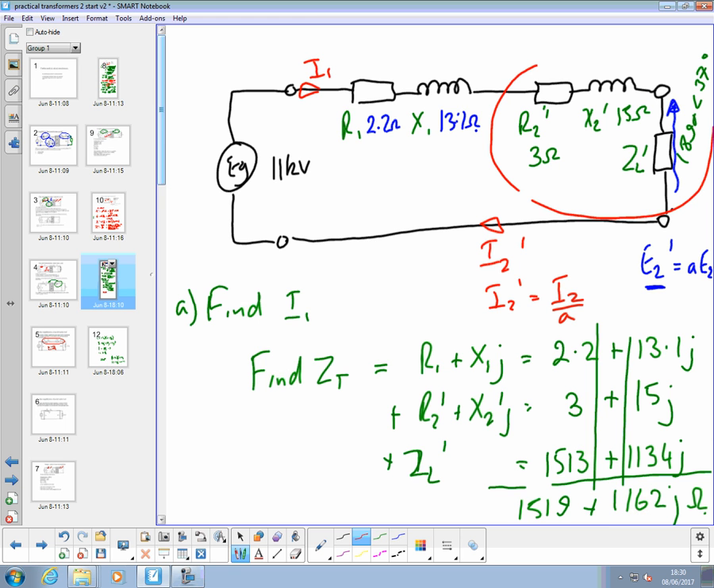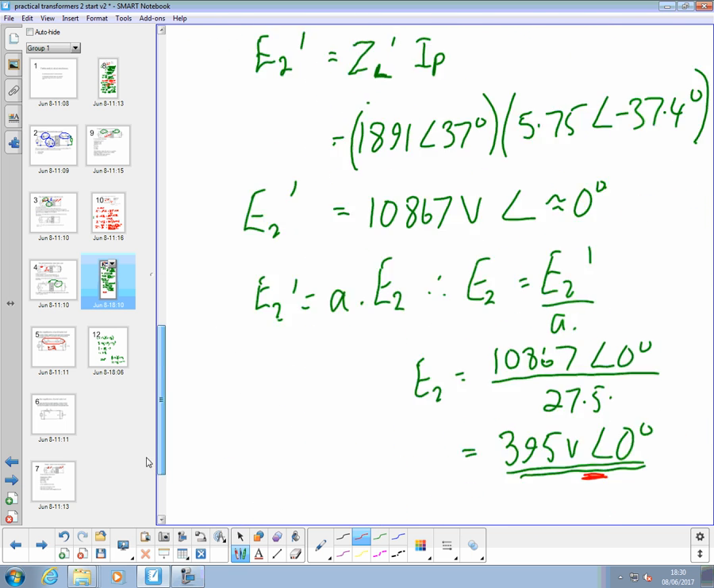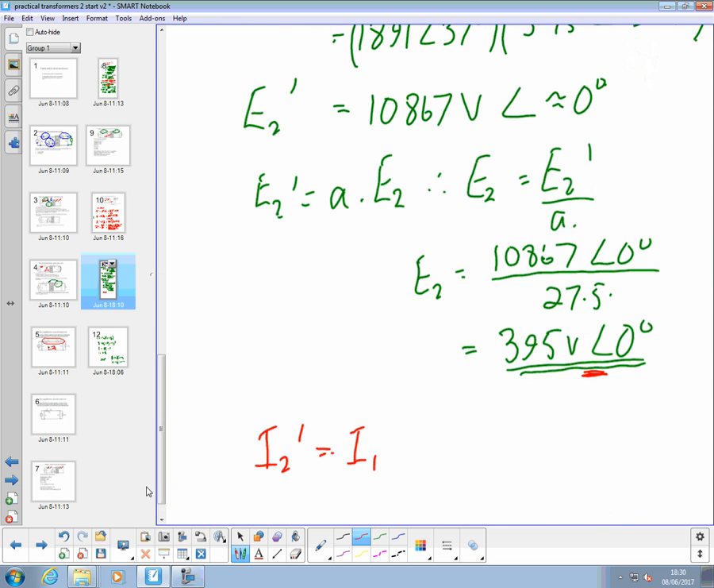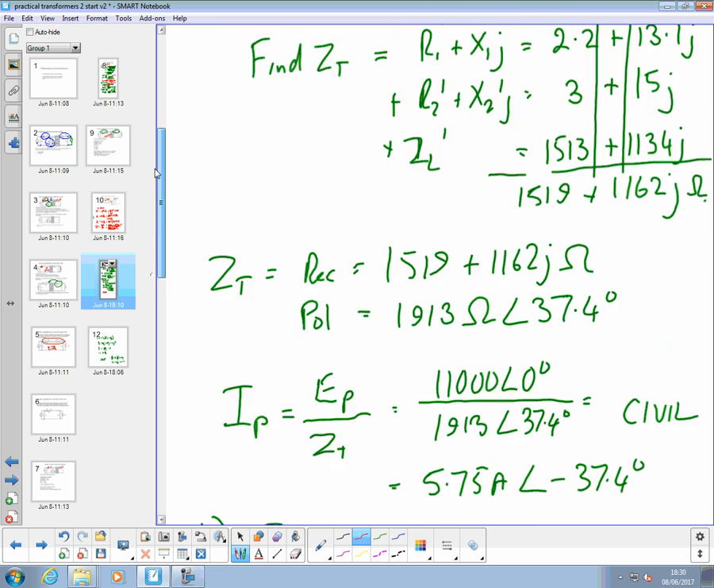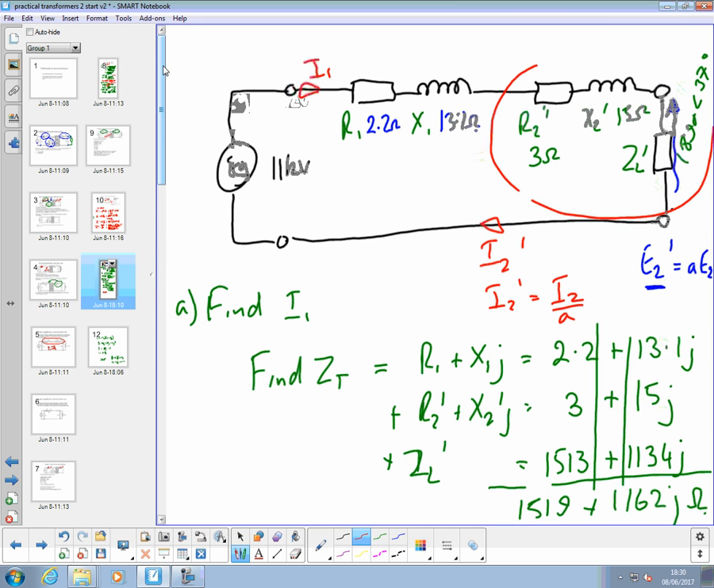Or you could use this voltage we just calculated, 395 volts, with the original 2 plus 1.5J load, and find the current flowing in the secondary. So you could do that either way. Right? See that, Richard? I just want to get across that there's two ways to do that before you went.